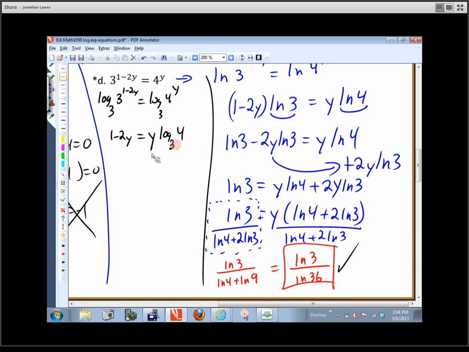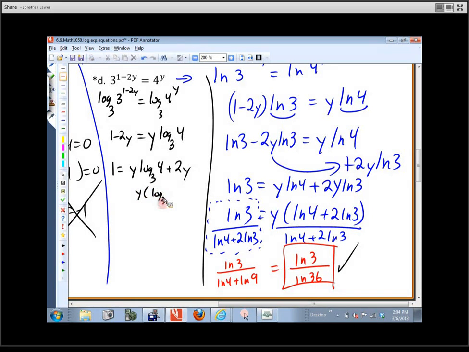This is a number times y, and that's just a plain old number. So again, we're in a situation where we're basically solving a linear equation. So I'm going to move this over to the other side. So this is going to be 1 equals y log base 3 of 4 minus, excuse me, that's going to be a plus 2y. Everybody okay with that? How do I make it look like there's one y? Okay, we're going to factor that out.